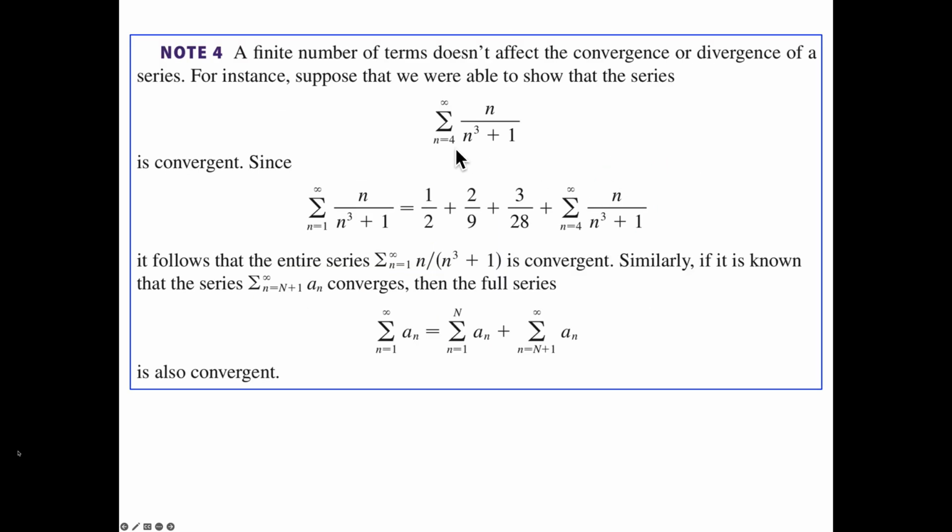And the next thing I want to point out is that, remember, you don't always have to start at n equals 1. So if you have this series here, and this series was shown to converge, we can prove that if I make it n equals 1, add in the first 3 terms, and this converges, then the sum of these two together will also converge. So if terms are missing, it's not going to affect its convergence or divergence.